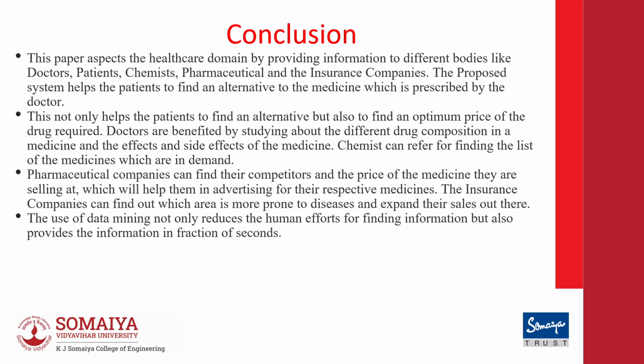So the conclusion from this paper is that it aids the healthcare domain by providing information to different bodies like doctors, patients, chemists, pharmaceutical, and the insurance companies. The proposed system helps the patients to find an alternative to the medicine which is prescribed by the doctor. This not only helps the patients to find an alternative but also to find an optimum price of the drugs required. The doctors are benefited by studying about the different drug composition in a medicine and the effects and side effects of the medicine. Chemists can refer to the findings for the list of medicines which are in demand.